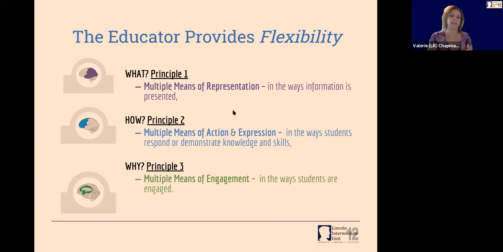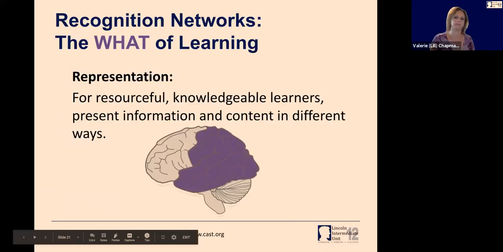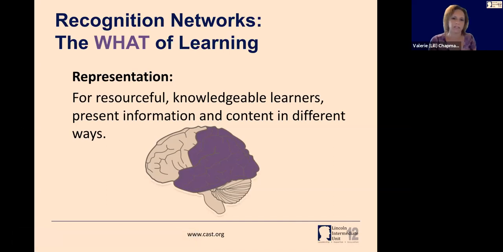Now, I personally think principle 3, the means of engagement, should be principle 1, because if they're not engaged, they're not going to learn anything. But this is just how CAST has it set up. That's just my personal opinion. So again, the what of learning. What are the students learning? That's the multiple means of representation. How are they going to learn that content?